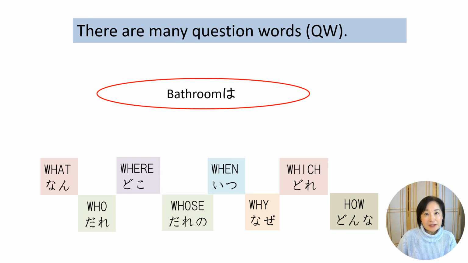Let's ask where the bathroom is. バスルームはどこですか? Let's ask about 田中さん. Who is 田中さん? 田中さんは誰ですか?